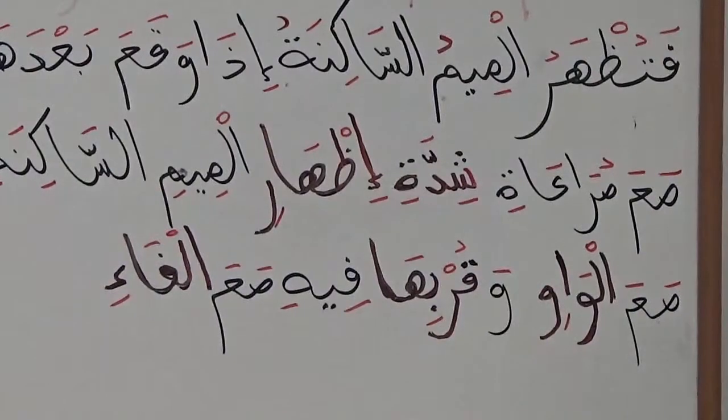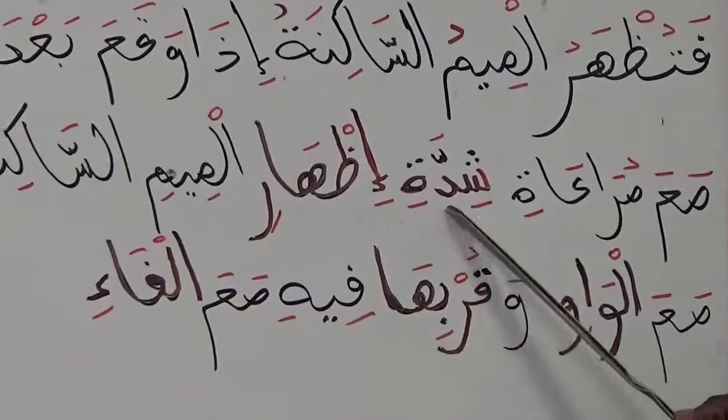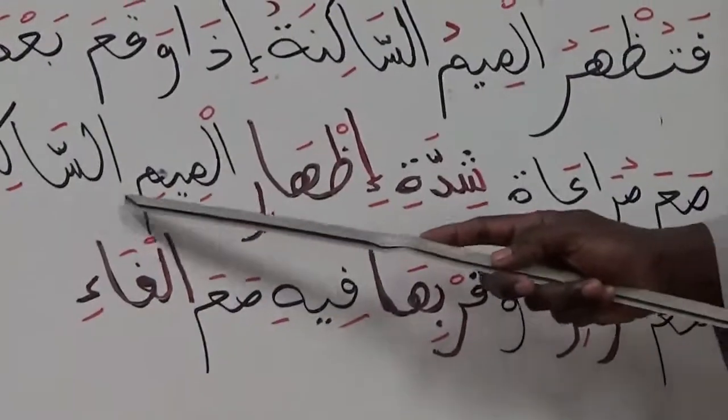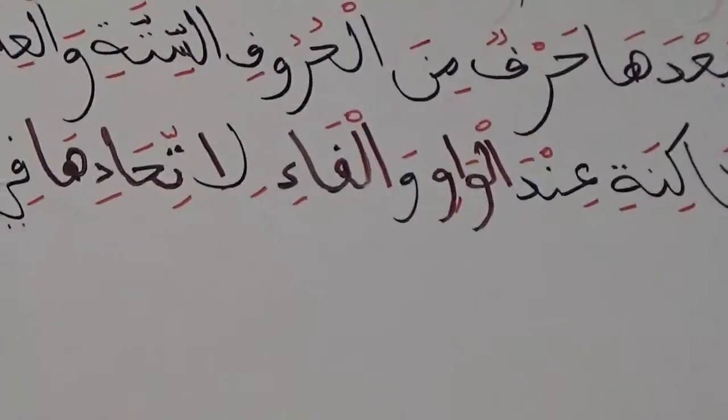But there is something that we need to pay attention to. مع مراعاة شدة إظهار الميم الساكنة عند الواو والفاء. He says now we have to observe something.